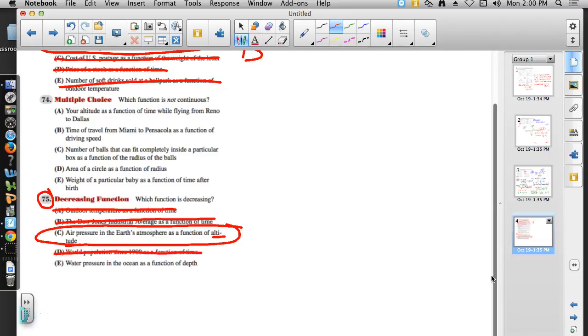E, water pressure in the ocean as a function of depth. So this one, yeah, you might have thought this one was decreasing, but here's what they're saying. As you go further and further, deeper and deeper, you're getting more and more negative numbers. And so it's really negative and negative in that one. So our answer is going to be C. Air pressure in the Earth's atmosphere is a function of altitude. That's why they say the air is thin up here, and it makes it harder to breathe. And that was it for 1-2, day 3.